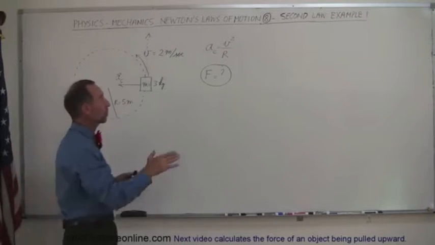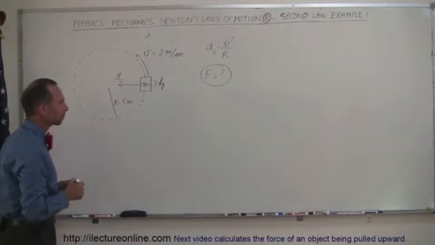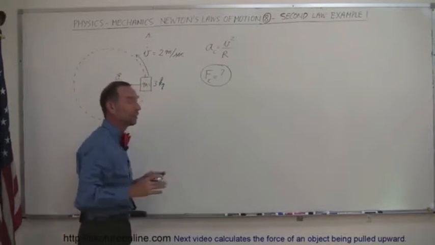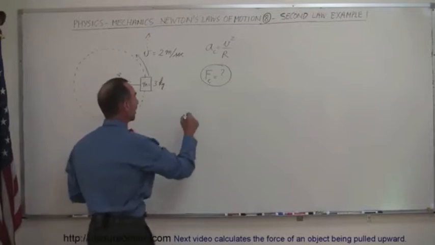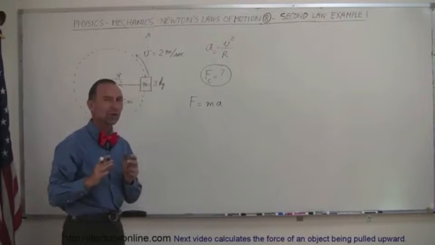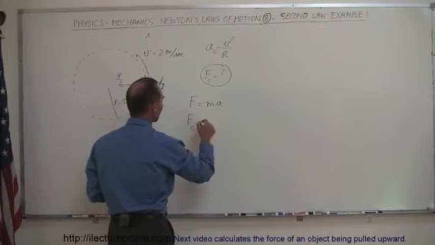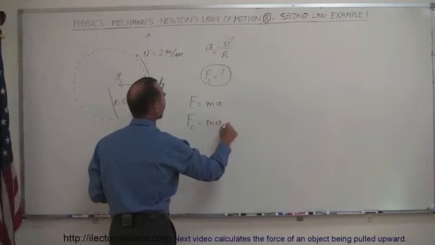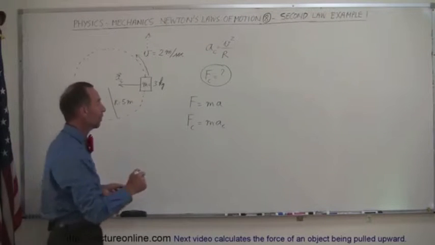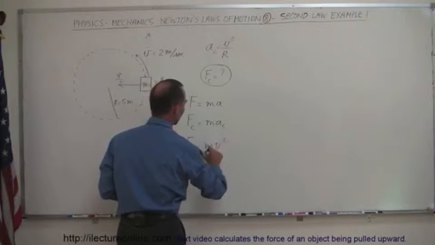And the equation for centripetal acceleration is v squared over r, as we had seen in an earlier video. So the centripetal force required is equal to what? Well, let's go to Newton's second law that says that F equals ma. And since here we're dealing with centripetal force and centripetal acceleration, we can write that F sub c, centripetal force, is equal to m times a sub c, centripetal acceleration. And since that's equal to v squared over r, we can say that F sub c is equal to m times v squared over r.